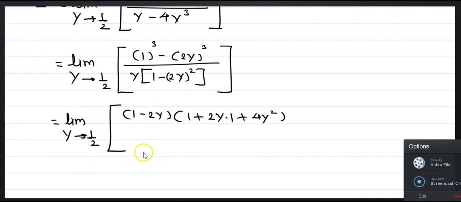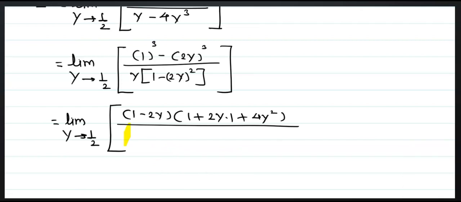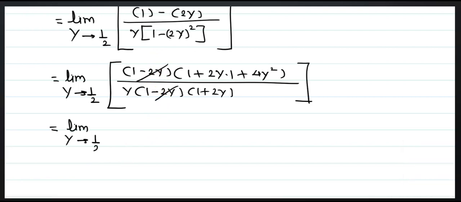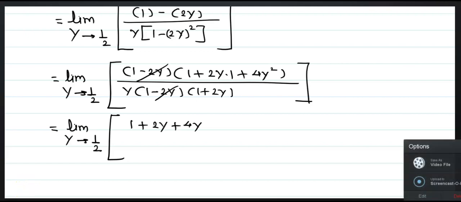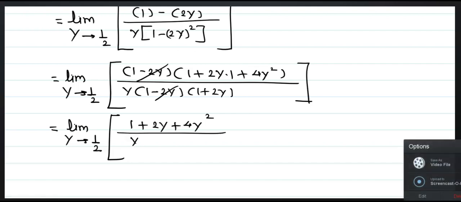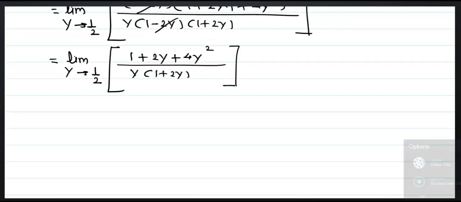That is, in first bracket 1 minus 2y, in second bracket 1 plus 2y. Now here 1 minus 2y from the numerator and the denominator get cancelled. There is a limit y tends to 1 upon 2, 1 plus 2y plus 4y square in the numerator, and the denominator is y into 1 plus 2y. Now here we substitute directly y equals 1 upon 2 and we get the answer.